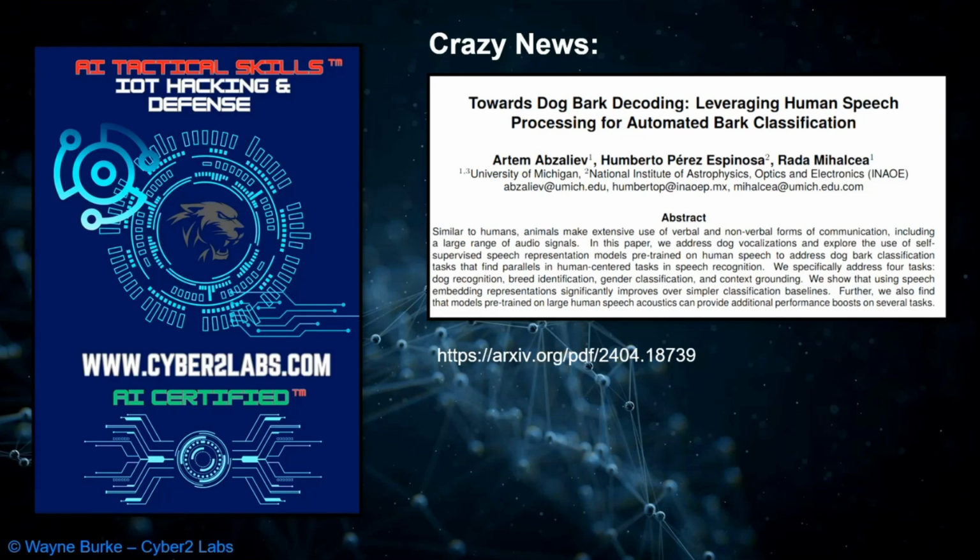Now, starting off with some crazy news. This is where the world of artificial intelligence, machine learning, and large language models is going crazy, right? This is towards dog barking decoding, leveraging human speech processing for automated bark classification. This is a university study. You can see all of the folks that have been involved, from the National Institute of Astrophysics to the University of Michigan. Basically, similar to humans, animals make extensive use of verbal and non-verbal forms of communication, including a large range of audio signals. That paper addresses the vocalizations and explores the use of self-supervised speech representation models that have been pre-trained on human speech to address dog bark classification.